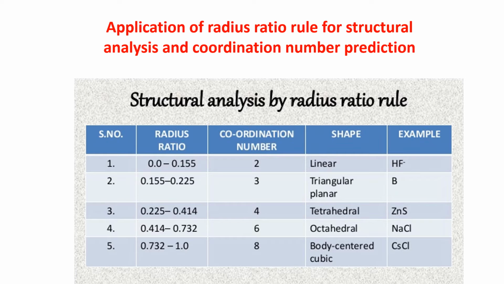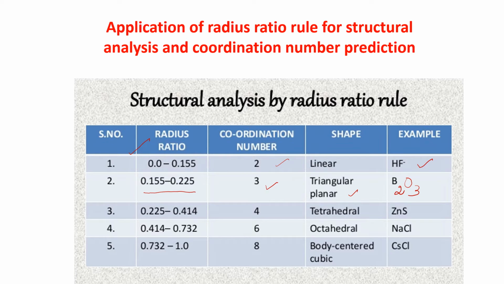This is the application of the radius ratio rule for structural analysis and coordination number prediction. Now there is a table given. From this table, you can see that there is a range given for the radius ratio. For a linear shape, the radius ratio is 0 to 0.155, where the coordination number is 2 and the example is HF. Now for triangular planar, the radius ratio is within a range of 0.155 to 0.225. The coordination number is 3 because it is triangular planar, and the example, you can write here, B2O3.